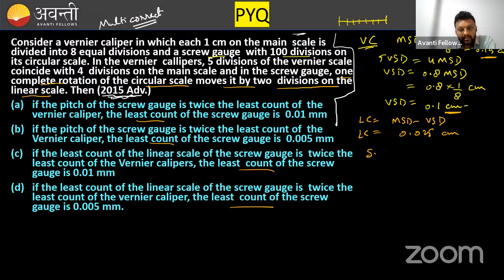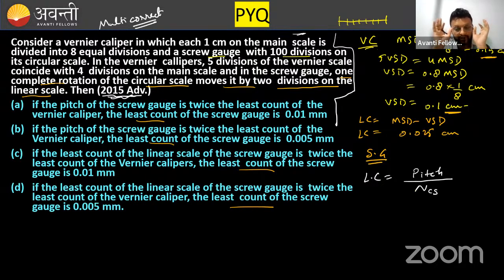So for the screw gauge, what is the formula for least count? That is pitch divided by number of divisions in circular scale. I think you remember this formula, right? Pitch divided by number of divisions in circular scale. Now, pitch is what? The distance moved by the circular scale in one full rotation. I think you know this.